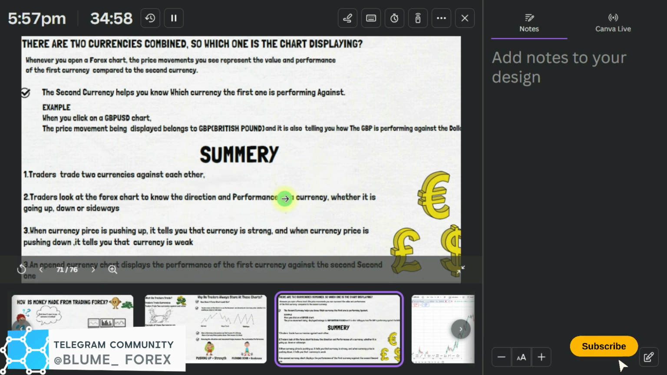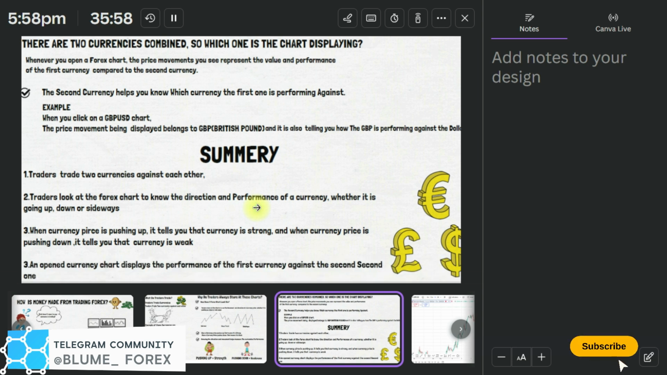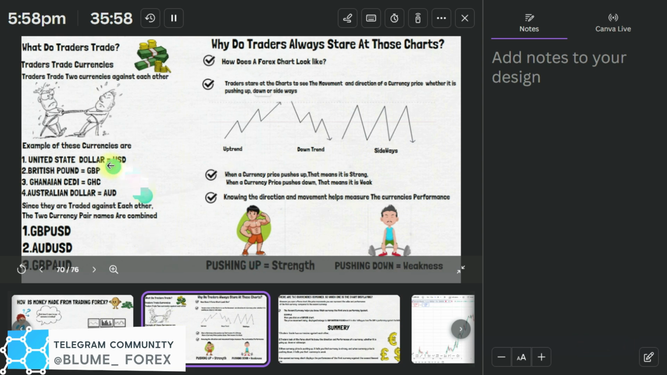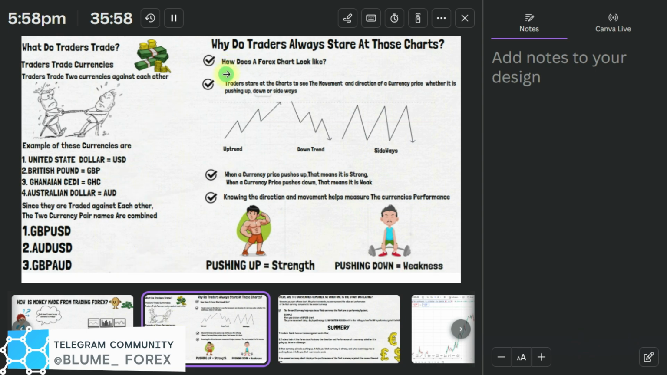So in part 2, I want to break this into parts. In part 2, we are going to understand how traders actually make money, right? After having this information, because you need to know what traders actually trade, and what these charts are before I start showing them to you. And you also need to know what it means by pushing up.